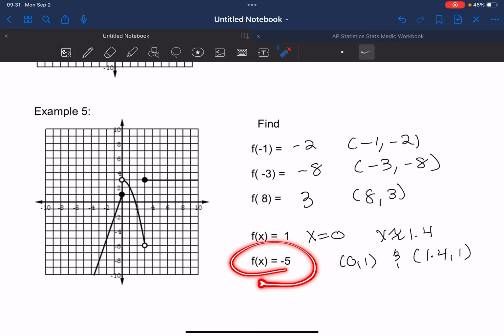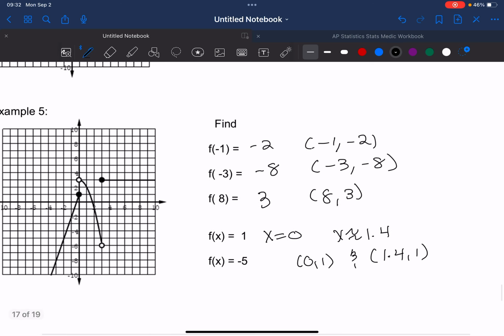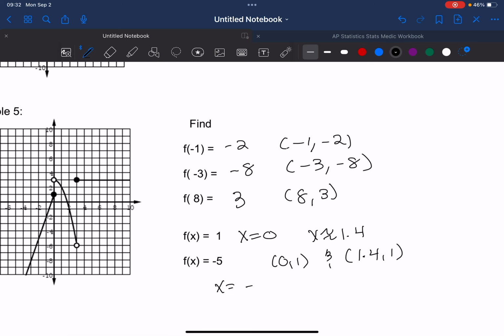Same thing for my -5. I have to verify how many x values can hit that y value. So -5 is right here. Notice I can go left and I can hit that at -2 at a solid line, or I can go right and I hit it at about 2.9, also on a solid line, which means they are both included. So I have x is equal to -2 and x is approximately 2.9. So I have the points -2, -5, and 2.9, -5.